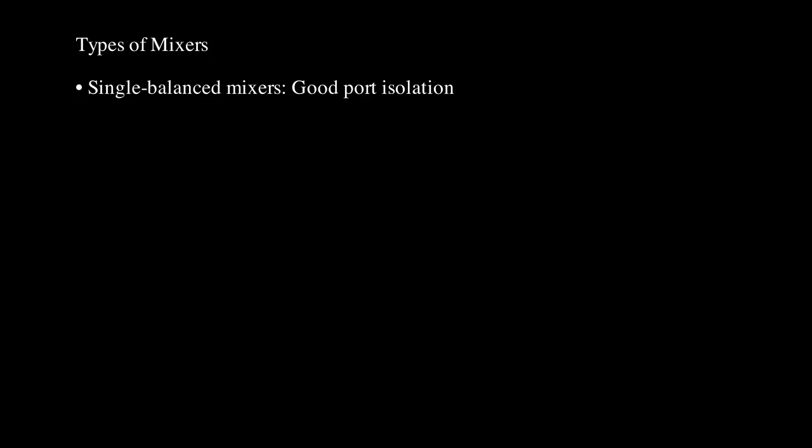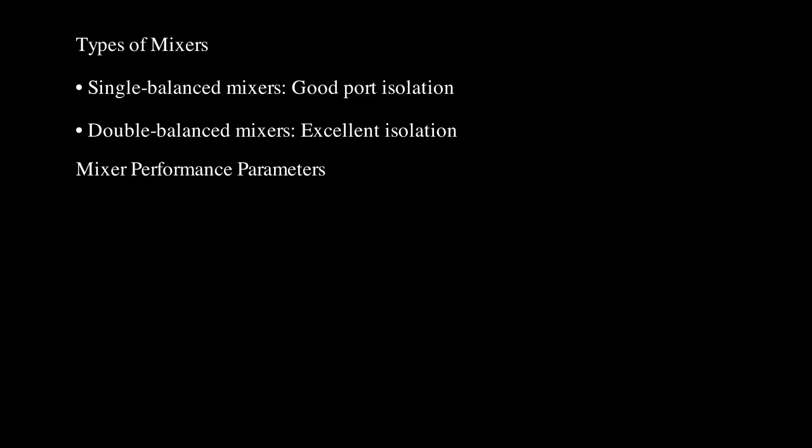Single-balanced mixers provide isolation between the RF and LO ports, reducing LO leakage in the output. They use a center-tapped transformer or hybrid coupler to achieve the balance. Double-balanced mixers provide isolation between all three ports and suppress even-order intermodulation products. They're more complex, but offer superior performance in demanding applications.